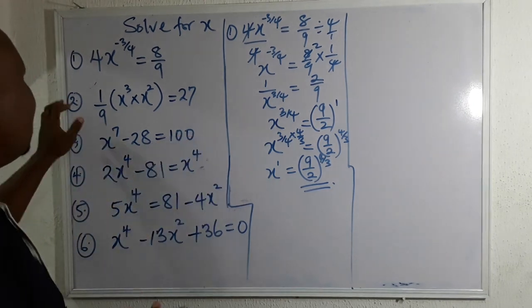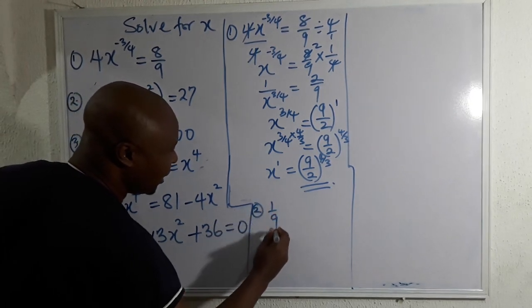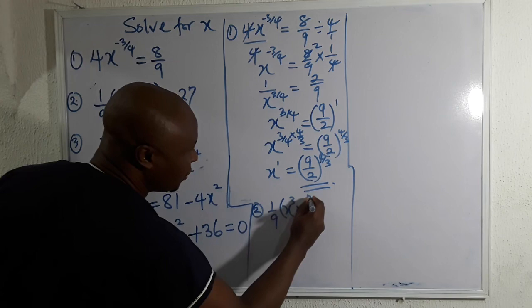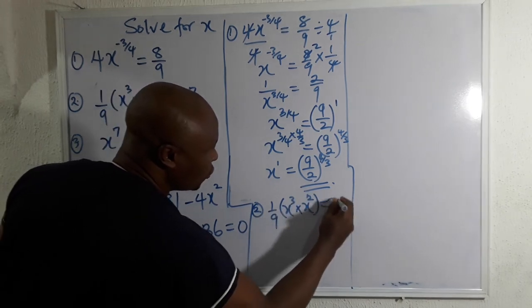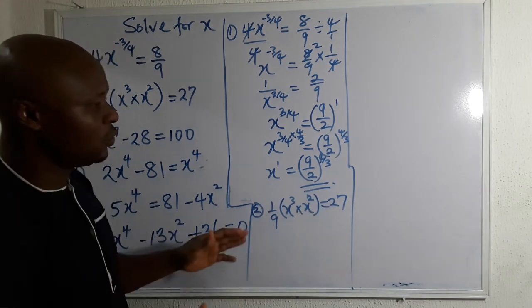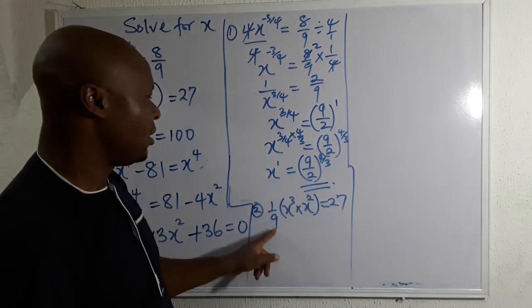Now question number 2, very quickly: 1 over 9 into x raised to power 3 times x raised to power 2 is equal to 27. What we are going to do is clear the fraction. How do we do that? We multiply both the left hand side and the right hand side by 9.